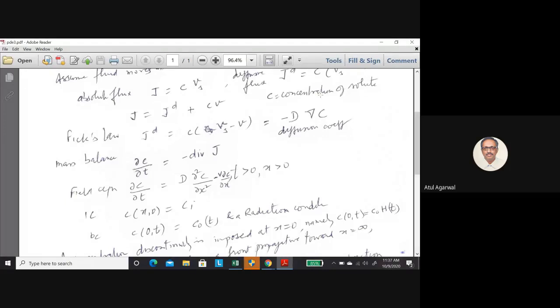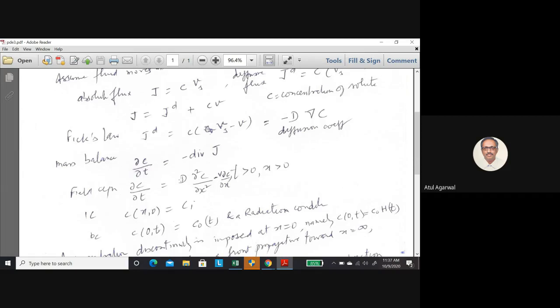So you replace J by J_D plus CV. So you get your field equation as D del square C by del x square minus V del C by del x. You look at this. This is what it comes to be. So for time greater than 0 and x greater than 0, this is the field equation.